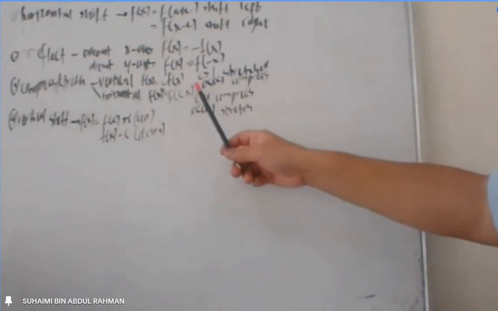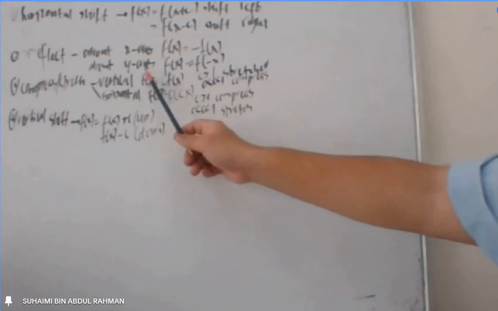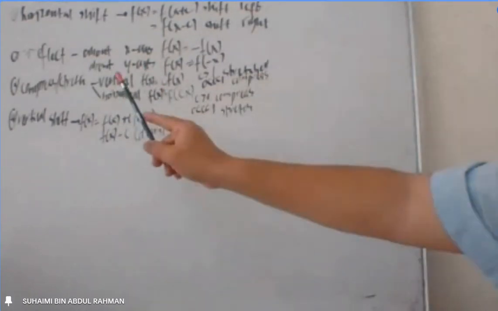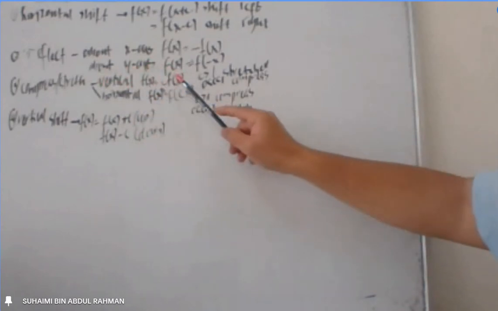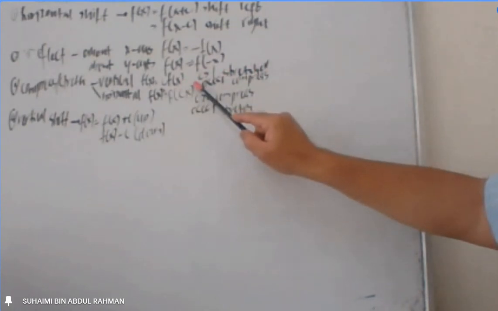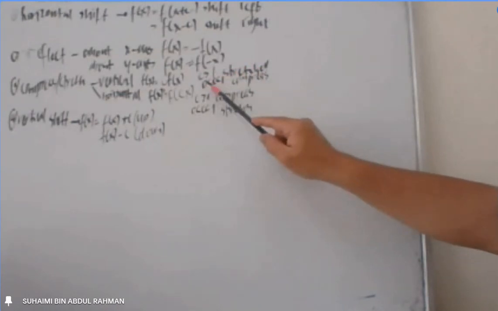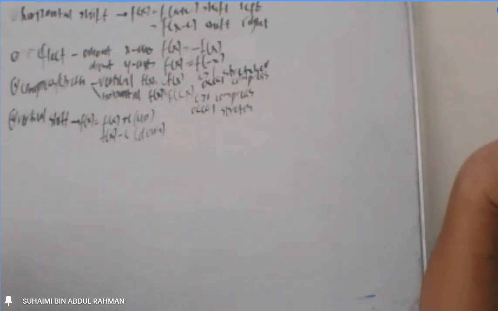Vertical compress or stretch happens when we multiply our function by c. We get the vertical compress or stretch. How do we know whether it's compress or stretch? Look at the value of c. If c is greater than 1, stretch. If c is between 0 and 1, compress.